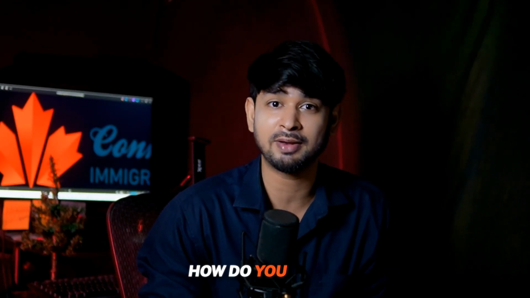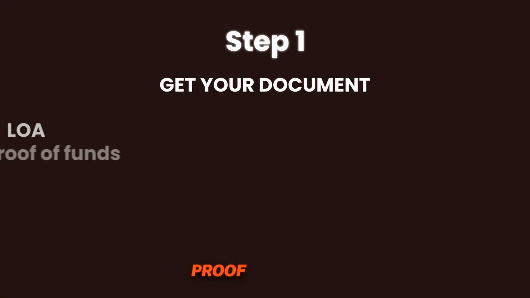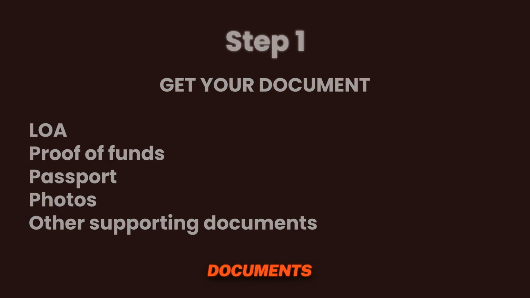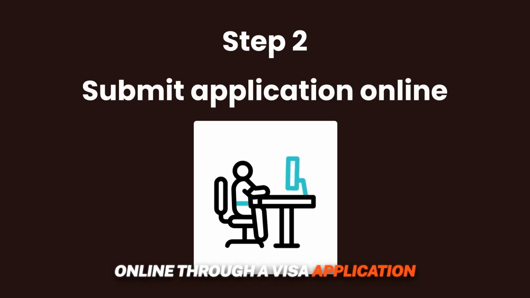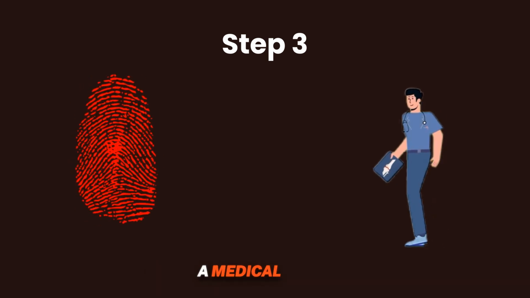So, how do you apply? Step 1. Gather your documents such as LOA, proof of funds, valid passport, photos, and any other supporting documents. Step 2. Submit your application online through a visa application center. And step 3. Biometrics and possibly a medical exam. And finally, wait for your decision.